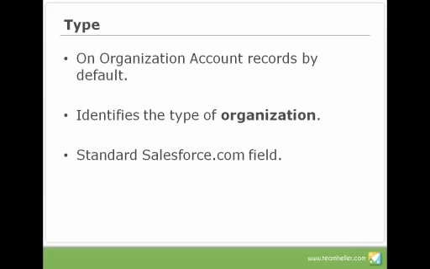So again, we're presented with a question. What should we do if we want to use the type field on the records of individuals? Well, we can add this field type to the household account page layout. You can also add some values to the pick list available for individual records. This is an option that we typically recommend.